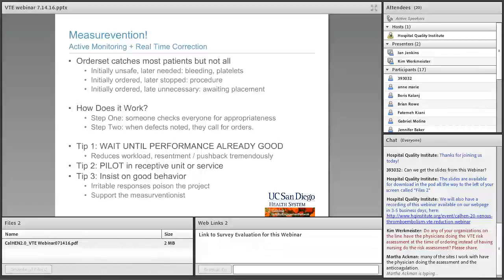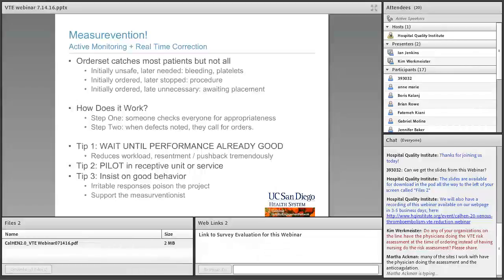And tip 3, you really have to think about good behavior on the part of the physicians. If a nurse or quality person calls a physician and says, hey, I think this person should be on prophylaxis, and the doctor yells at that person, it poisons everything. So whoever's doing your measurement should know that that behavior will not be accepted, and they should have someone they can contact if there's bad behavior, someone that will back them up.